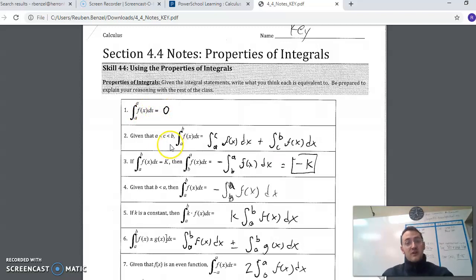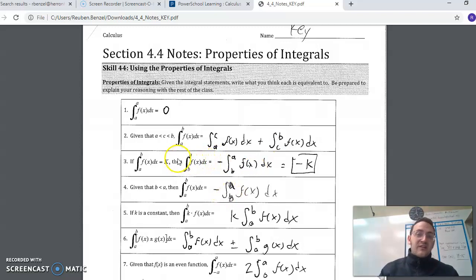The second property says that if we have a value c that's between a and b, so let's say we had an integral that was between 1 and 3. Now if we took the integral from 1 to 2 and then the integral from 2 to 3 in x value, and we added those, that would have the same effect as going from 1 to 3. So it has a similar logic to something like the segment addition postulate in geometry.